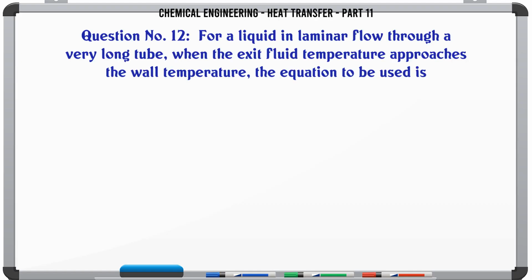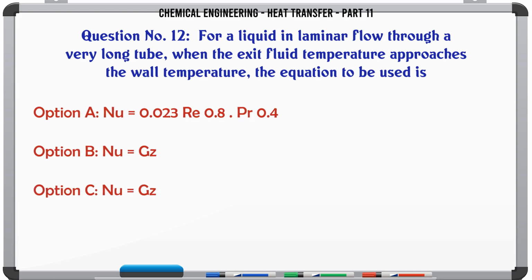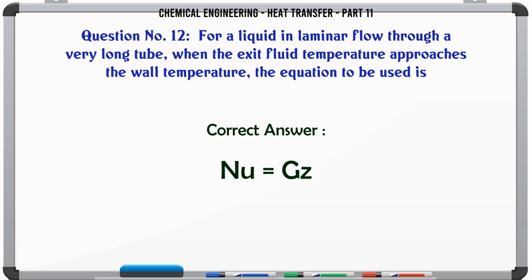For a liquid in laminar flow through a very long tube, when the exit fluid temperature approaches the wall temperature, the equation to be used is A. Nu = 0.023 Re^0.8 Pr^0.4, B. Nu = Gz, C. Nu = Gz, D. Nu = 2 Gz^0.5. The correct answer is Nu = Gz.